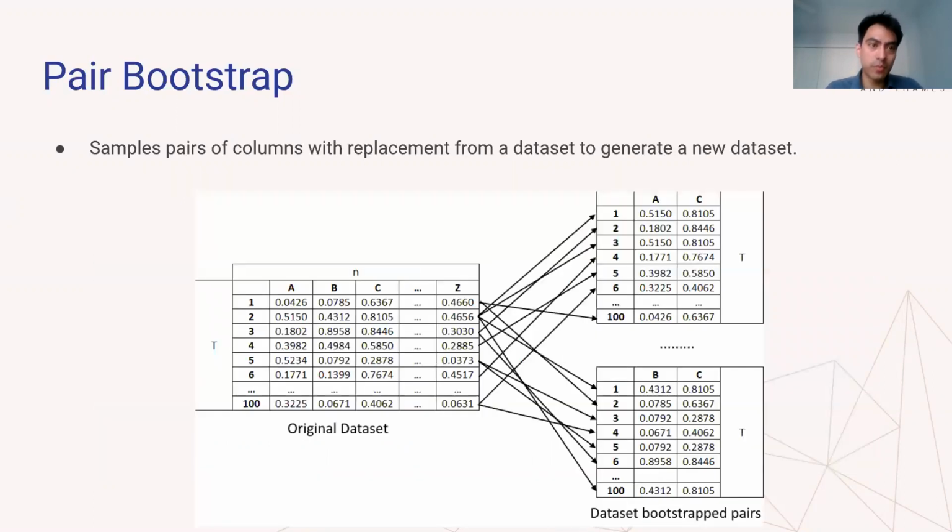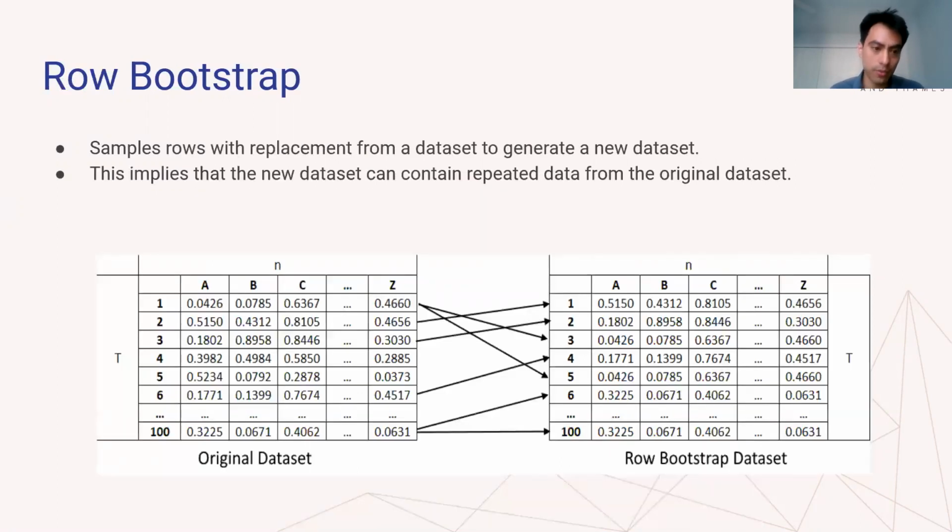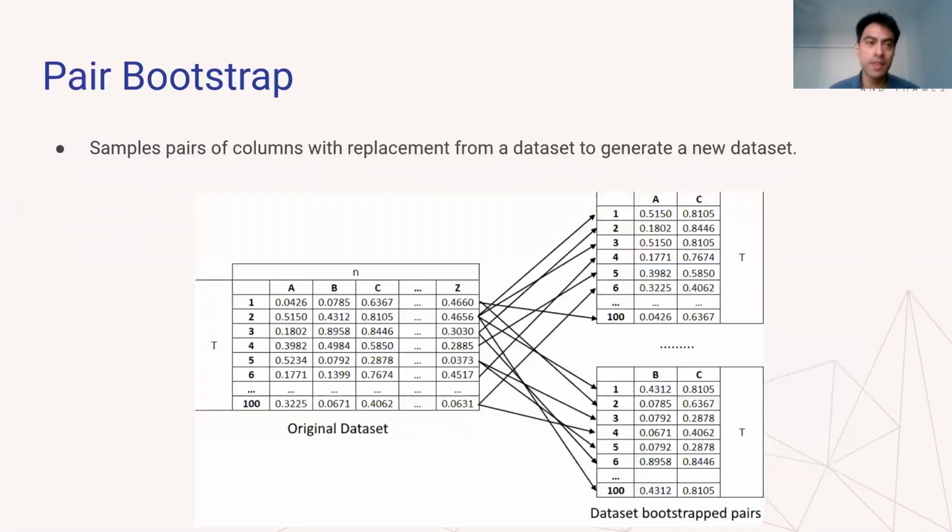The next method is pair bootstrap. This one is a little bit different than a row bootstrap. I'll just show real quick. With the row bootstrap, we take as an input a correlation matrix and we output a correlation matrix. With the pair bootstrap in MlFinLab, we actually input the raw returns that you have from your stocks.